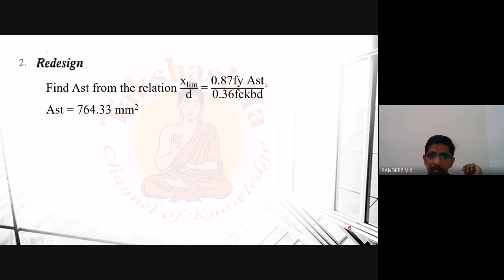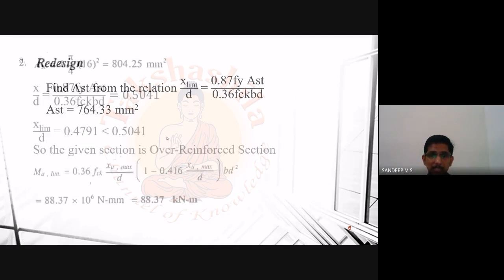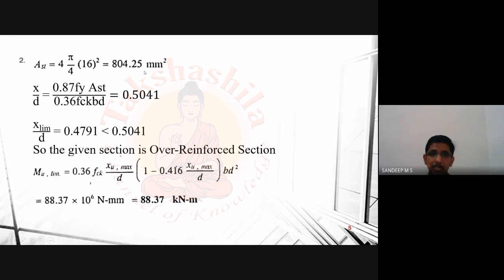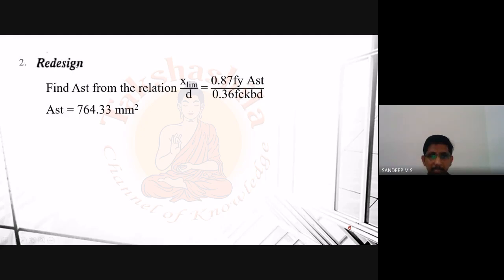And from this the only unknown will be Ast, and from this total expression I will calculate the value of Ast, that is the redesign part, and I can see that it is coming around 764.33 millimeter square. In comparison to that, the one provided was 804.25. So it resulted in an over reinforced section. So we restricted the capacity of the section to that of a balanced section, and finally we have performed a redesign, and we have reduced the amount of steel to 764.33 millimeter square, so that the resulting section will be a balanced section.